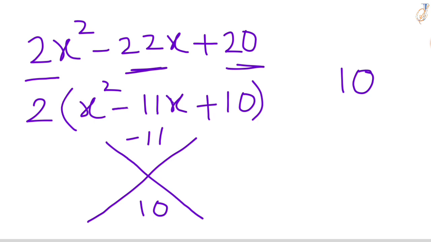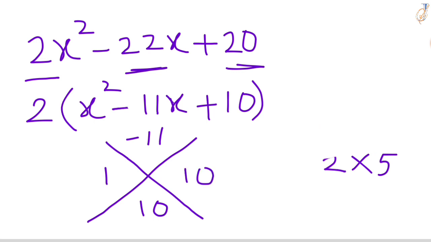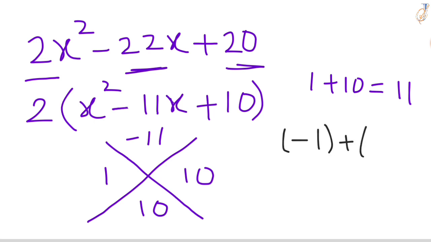What are the factors of 10? 1 times 10 and then 2 times 5. Let's take 1 and 10. Write here 1 and 10. Check the conditions. When you add these two numbers, you should get the value of the x coefficient. So when you add 1 plus 10, you will get 11. Our x coefficient value is minus 11. So what you have to do now? Just change the signs. Minus 1 plus minus 10 is minus 11.